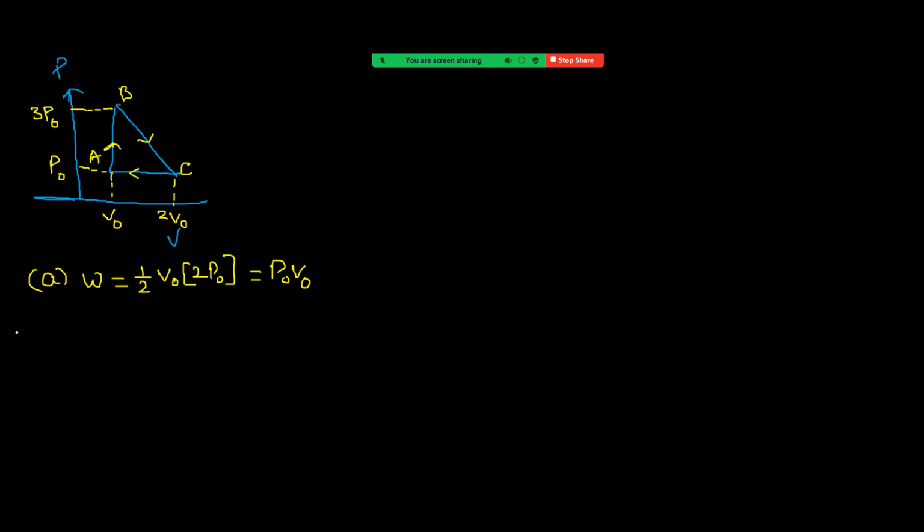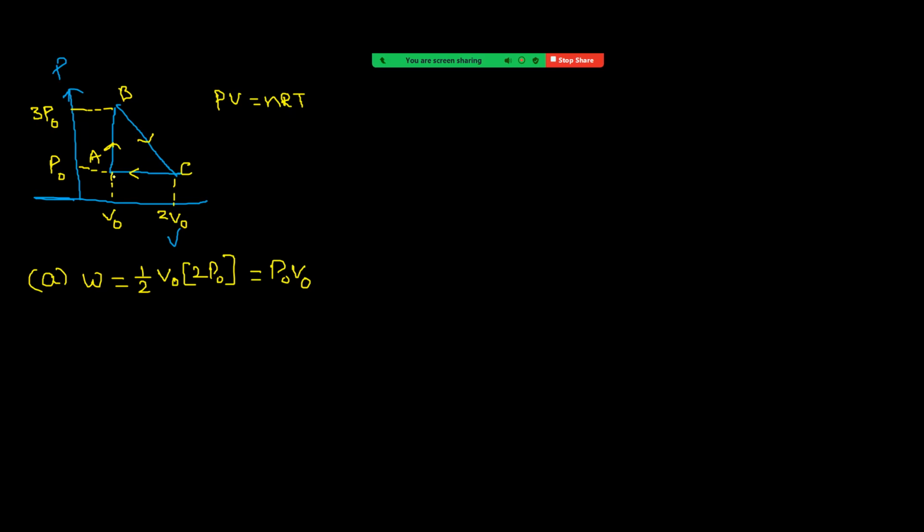Next, coming to the heat rejected by the gas in the path CA. If you see carefully, C to A, P is constant, but volume is now decreasing. Now take the gas equation, PV equal to nRT. P constant, volume is decreasing. Volume decreasing means T will decrease. That means heat is given out. That's why it is heat rejected.